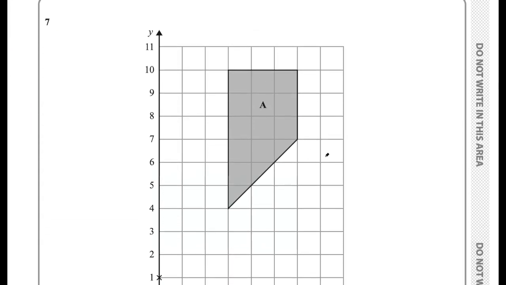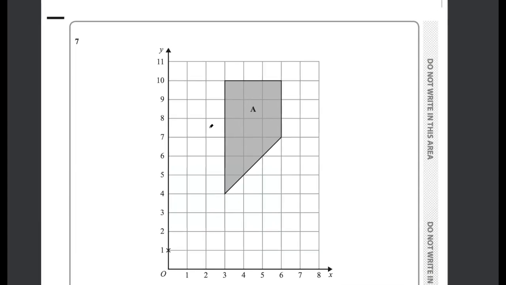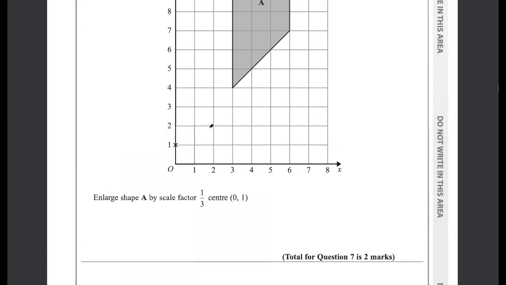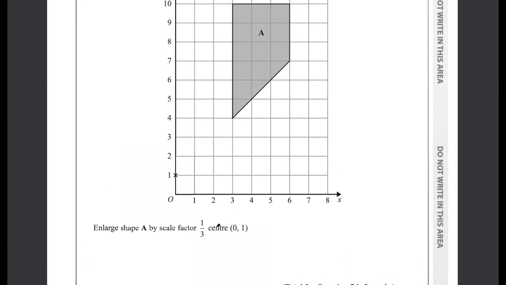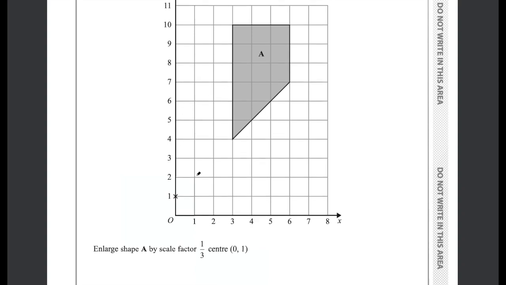Question 7 gives us a diagram with a shape, and it says enlarge shape A by scale factor 1/3 with center 0, 1. This is a fairly straightforward question as long as you know how to enlarge shapes by a scale factor with a center of enlargement, then you should be fine here. So the first thing you need to do is to connect the vertices of the shape to the center of enlargement, and they've marked it on here on the graph 0, 1. And well, you can see this line here is kind of going through itself.